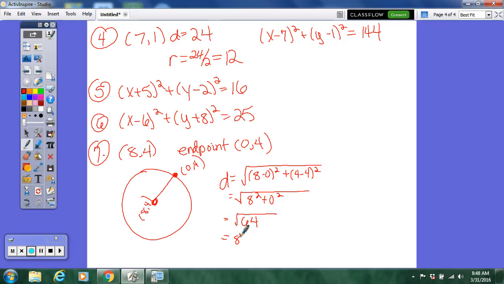Now we can put it in our formula. Is that the radius? That's the radius right there, 8. So the radius is 8. Now when we put it in the formula, which is what they ask for, we use our center: x minus 8 squared plus y minus 4 squared. Now we're going into the equation, so we're squaring the 8 to give you 64.